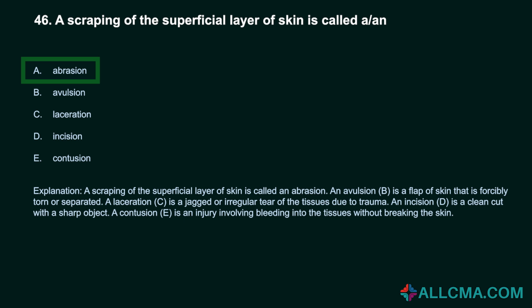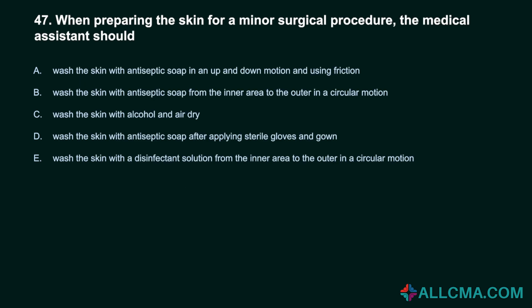An avulsion, B, is a flap of skin that is forcibly torn or separated. A laceration, C, is a jagged or irregular tear of the tissues due to trauma. An incision, D, is a clean cut with a sharp object. A contusion, E, is an injury involving bleeding into the tissues without breaking the skin.